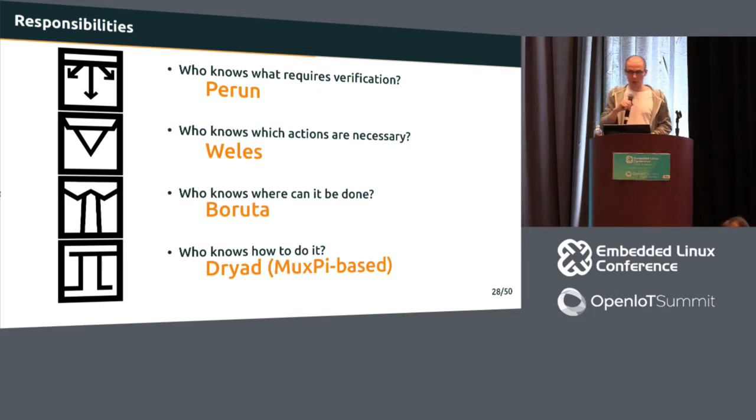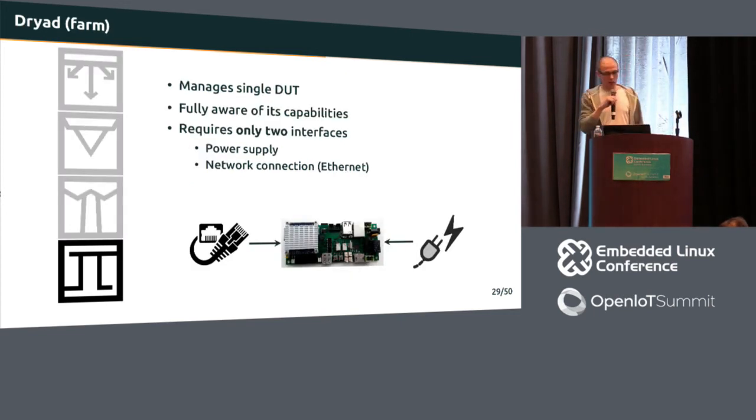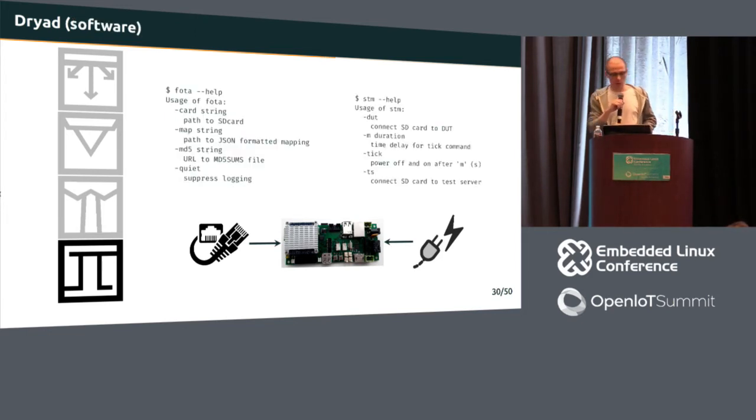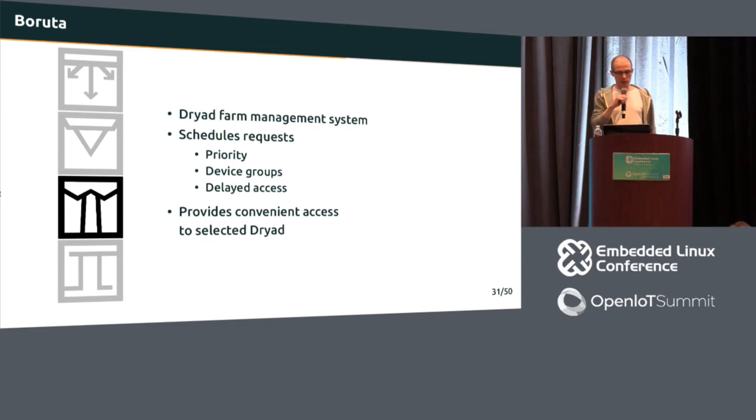And let's begin with those MuxPi-based Dryads. Dryads in our testing farm take care of a single device under test and are fully aware of all the capabilities that given device provides. As I mentioned, they require only two interfaces, which are power supply and network connection, and are equipped with software for flashing firmware over the air, and also for cutting the power connection or bringing it up again. But that's just for a single device. If there are multiple ones, they have to be taken care of. And as for the farm management system, we've got Boruta.